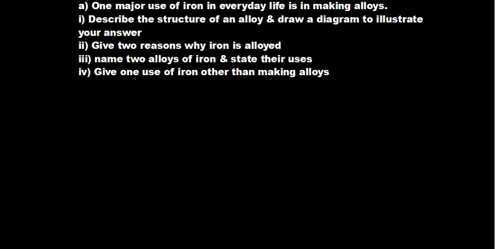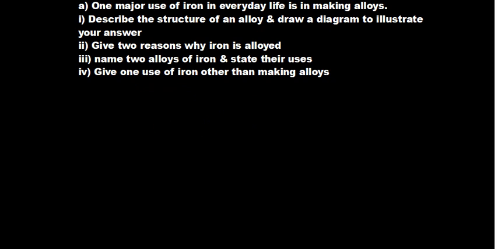Okay, so we need to give two reasons why iron is alloyed. So iron is alloyed to give strength as well as to give resistance to corrosion, as well as in terms of conductivity, in respect to either thermal or electrical.